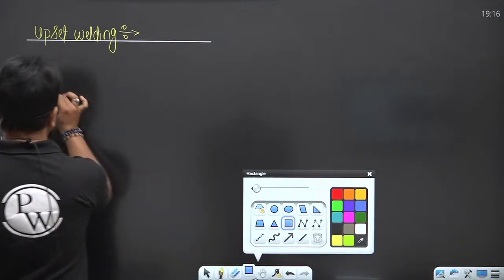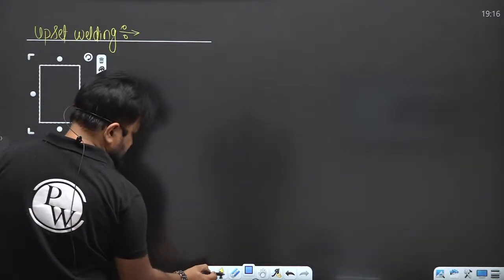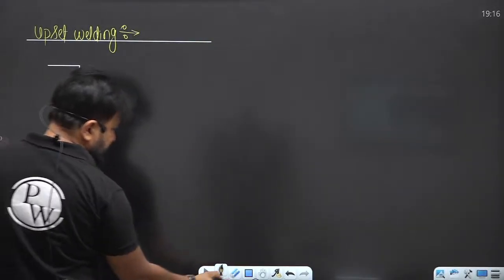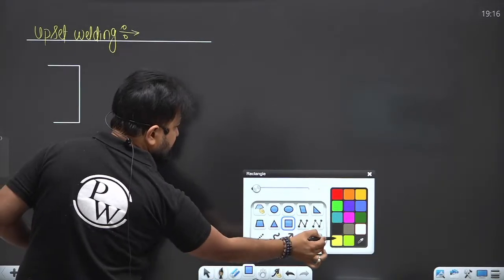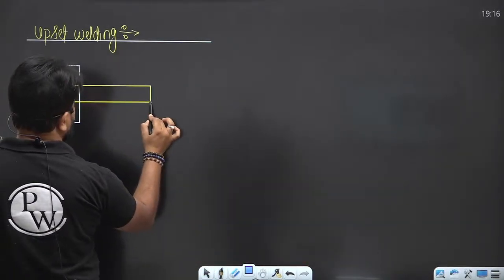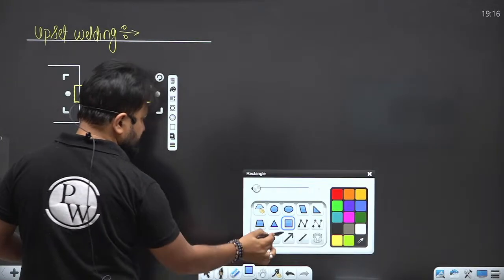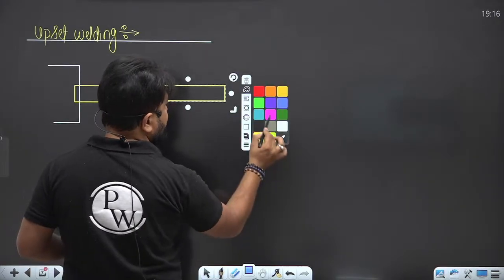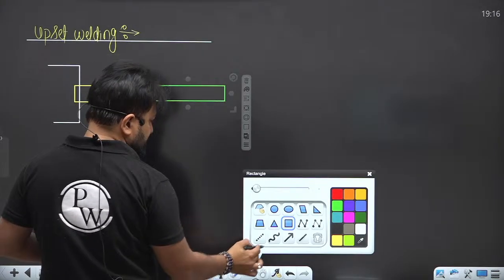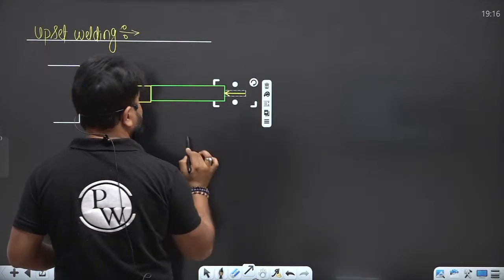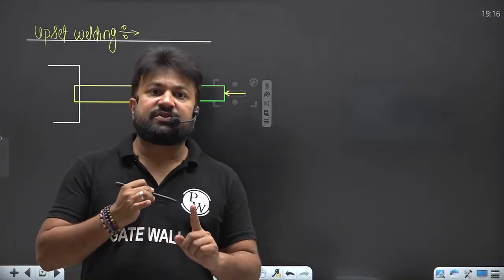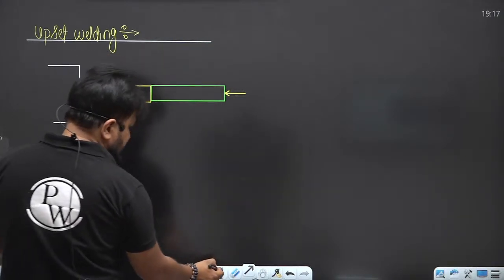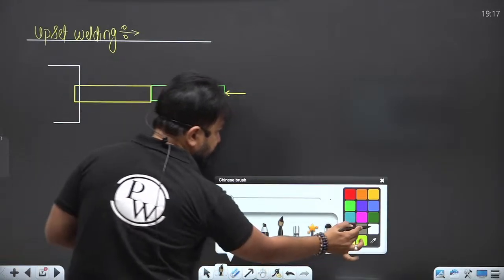Let me show you, right? This is the portion where we are keeping, and this is the rod where we are keeping it. Now, this is the other rod, so I'm making it a different color. And we are applying the pressure. So pieces are held tightly and current is applied here, right?